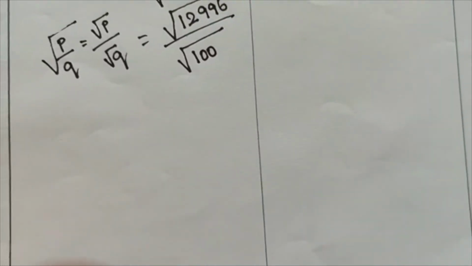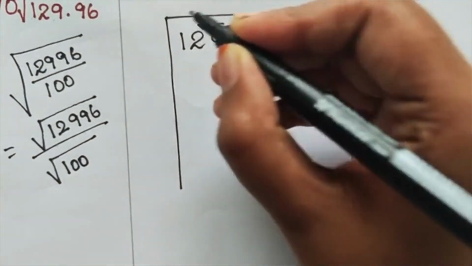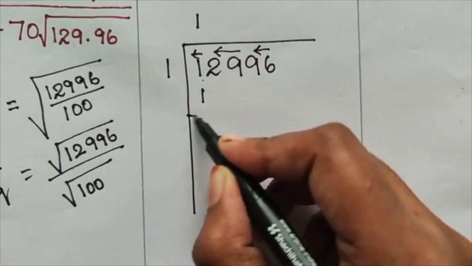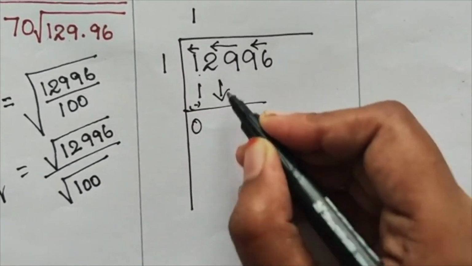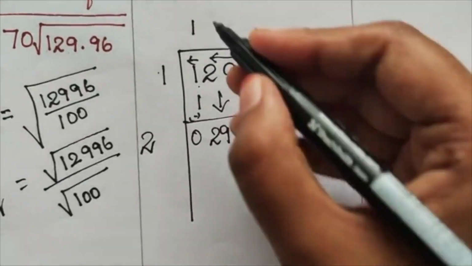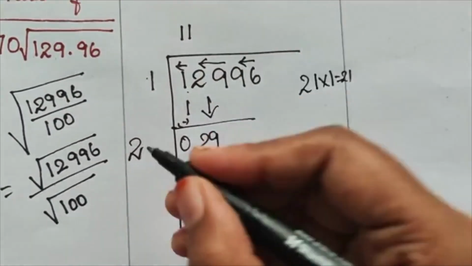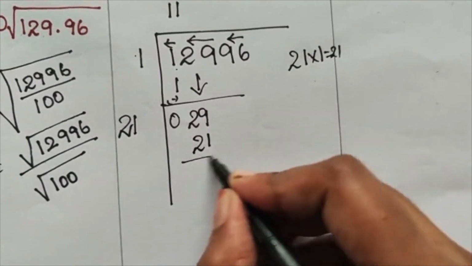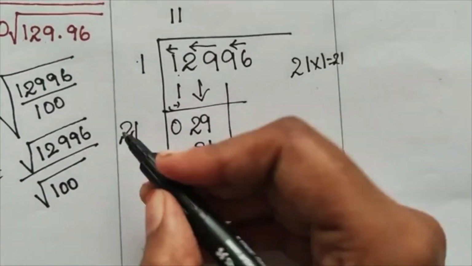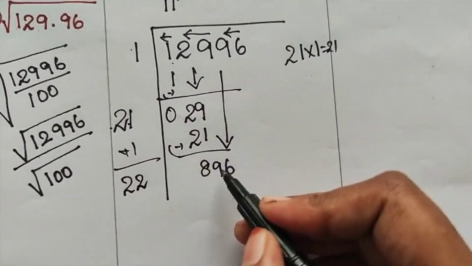Let's find root of 12996 using long division. First we need to arrange them in pairs. So arranging in pairs, we get a number like this. 1 is a perfect square. 1 ones are 1. Subtracting, 0. Let me bring the next one, 29. 1 plus 1, 2. So we can put 1 here because 21 into 1 is equal to 21. So here 1, here also 1. 21, subtracting we get 8, 9, 6. So 21 plus 1, 22. So 8, 9, 6.